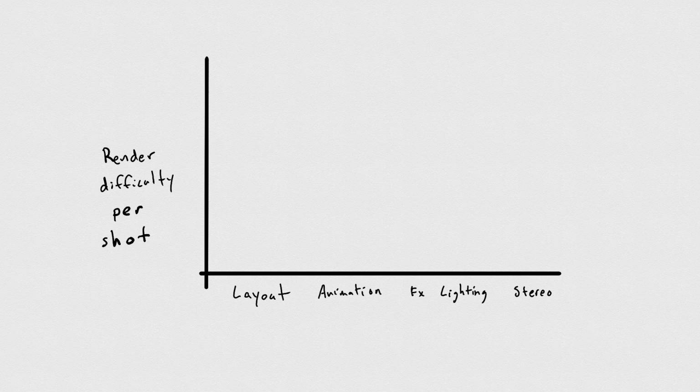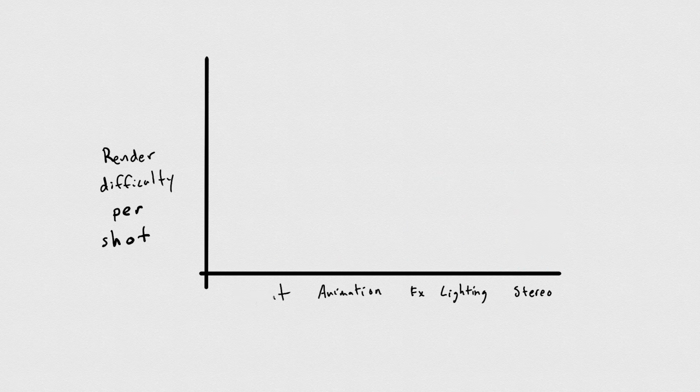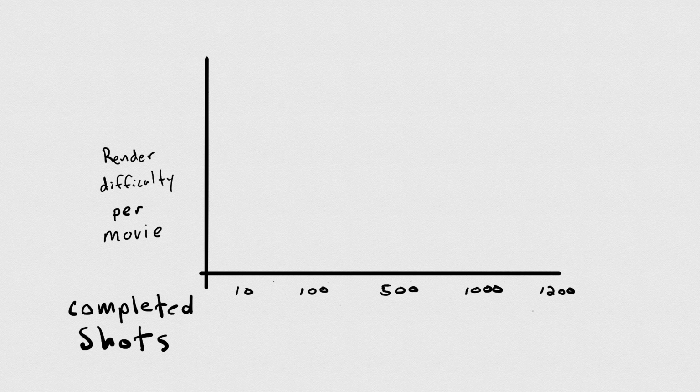So as we go through these different departments, our difficulty for what we need to render and our compute resources goes up pretty drastically. From layout to animation, we're going to get some complexity just in making these scenes, but really around FX and lighting and stereo is where we get a big spike in the amount of compute resources, the amount of machines and computers and stuff like that we need to make this film. And that happens at the shot level, but also at the entire movie level.